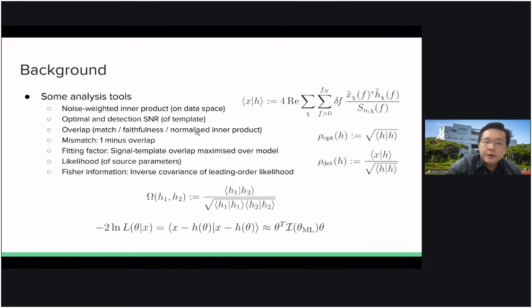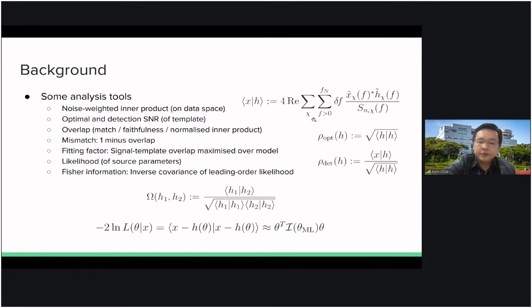Here's some background that we will need for the rest of the talk. I'll try and keep it light. These are some data analysis tools, which are pretty standard for practitioners. The first is the familiar noise-weighted inner product on data space, shown in the top right here.